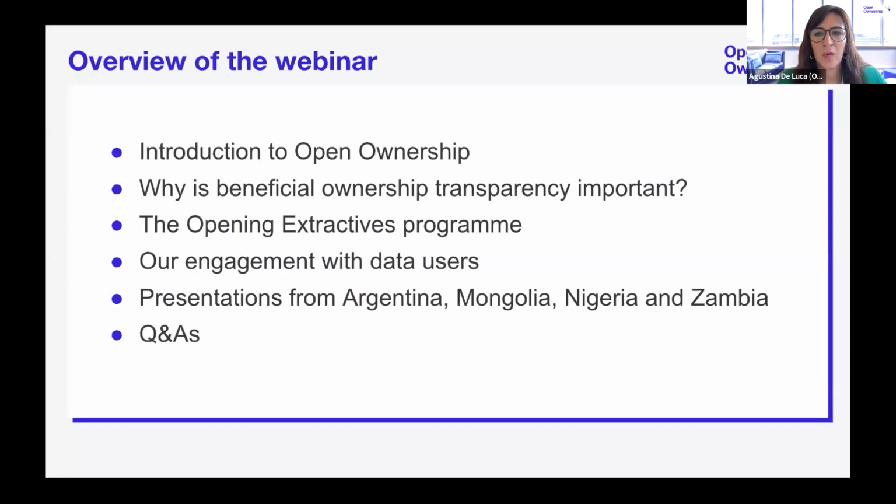Quick overview of what we will be doing today. We'll have a quick introduction to what Open Ownership is for those that don't know us, and why we think beneficial ownership transparency is important. I'll briefly introduce the Opening Extractives program, through which we've been engaging with these wonderful organizations and speakers that you will be hearing from. And then we'll run directly into the presentations from organizations from Argentina, Mongolia, Nigeria, and Zambia. And we really want to make the best out of this opportunity. So we'll have around 40 minutes for discussions and for Q&As from the audience.